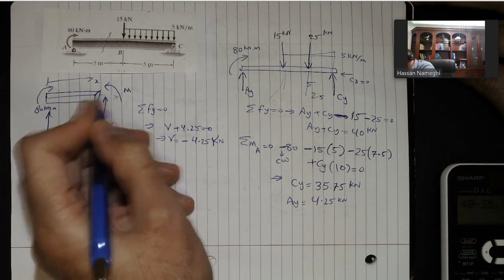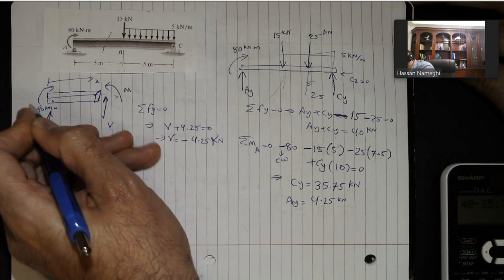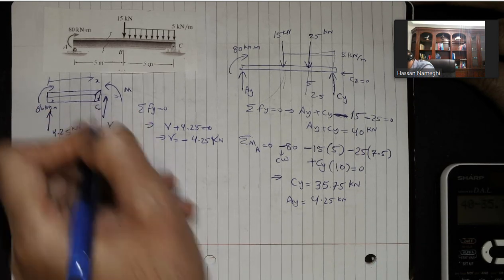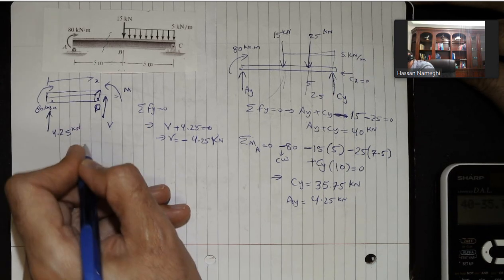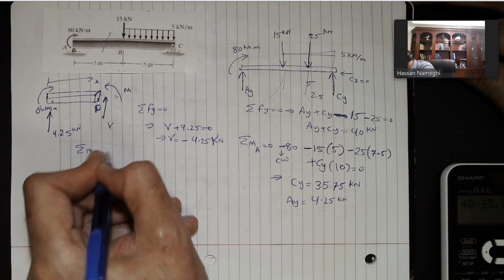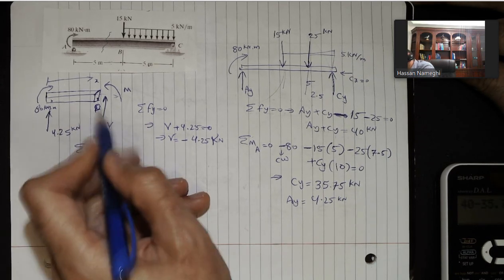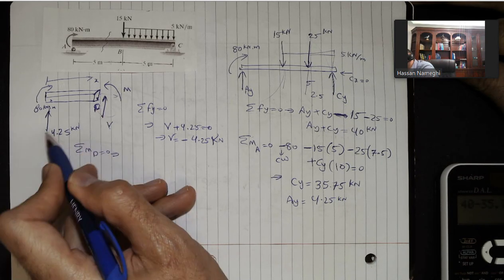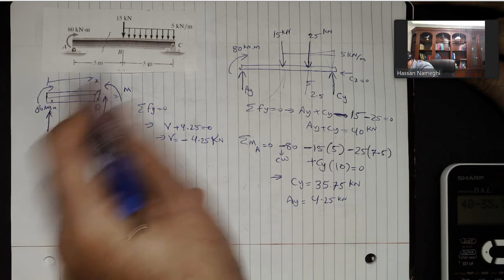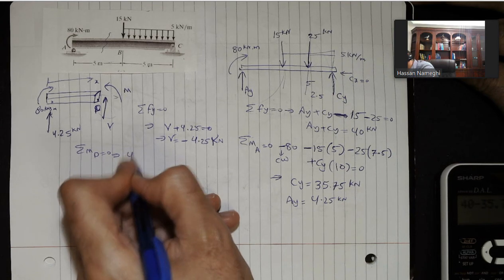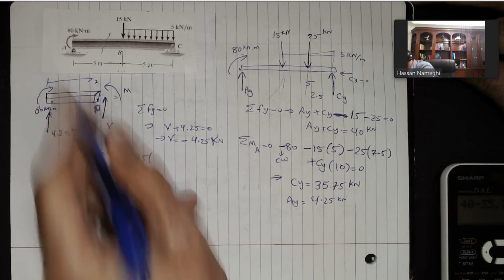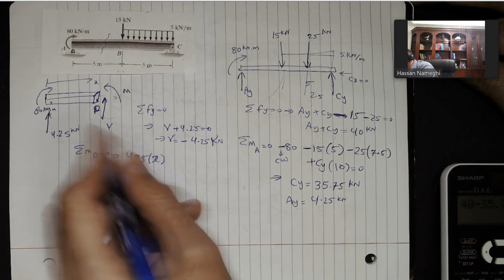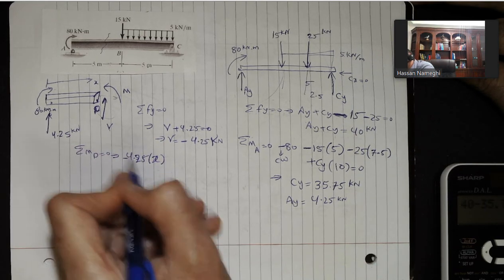So sum of moment about point A is equal to 0, or I can do it about point C here. C is already used. Let's use point D here. Sum of moment about point D equal to 0. From here, there's nothing for the V to be worried about. I have 4.25. That's going to be a clockwise moment. 4.25, the distance from here to here is x, so times x, and that's a clockwise moment.